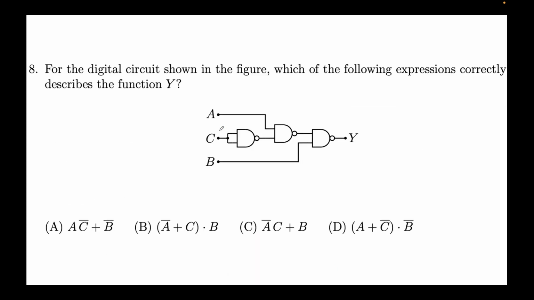Okay, right, so now we're done with the multiplexers. Now we'll see some problems that will be very light as compared to the multiplexer ones that we solved. So now we are going to solve a few problems regarding Boolean algebra. The question says, in the digital circuit shown in the figure, which of the following expressions correctly describes the function y? So we are given a digital circuit, and we are required to simplify it and find the value of y. All right.